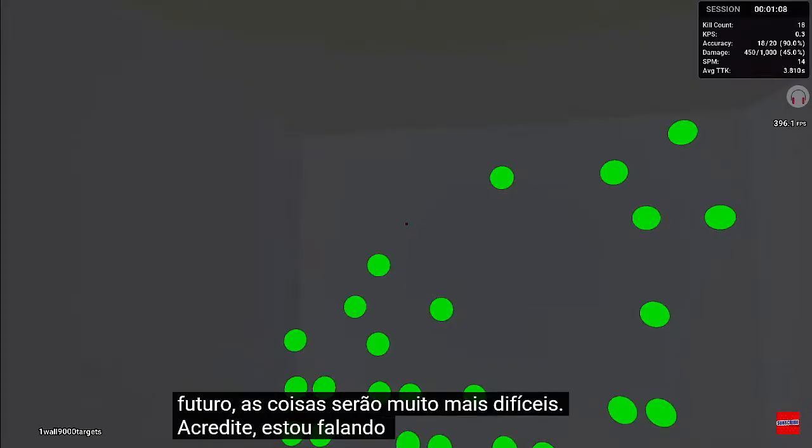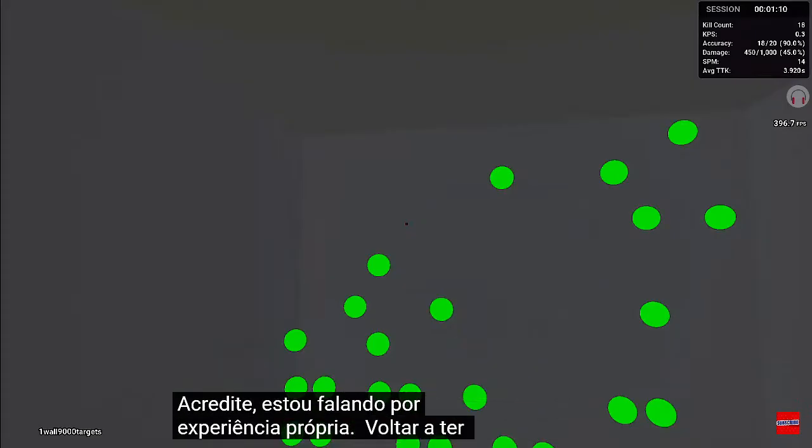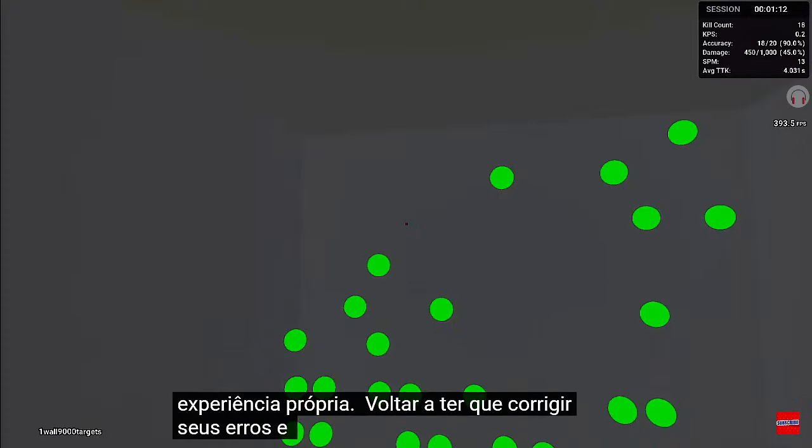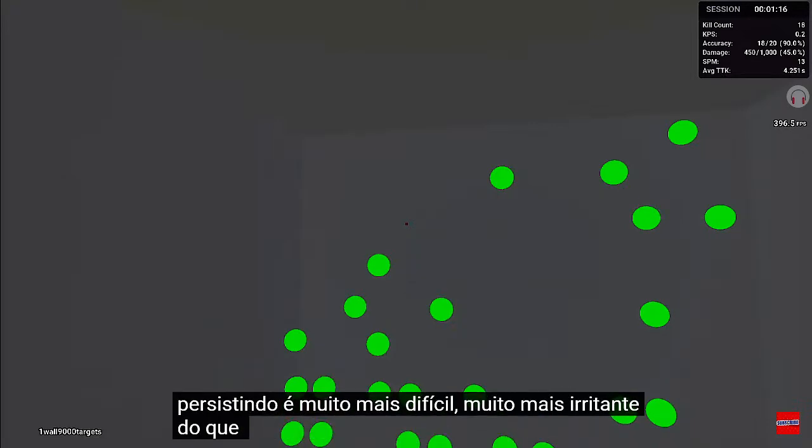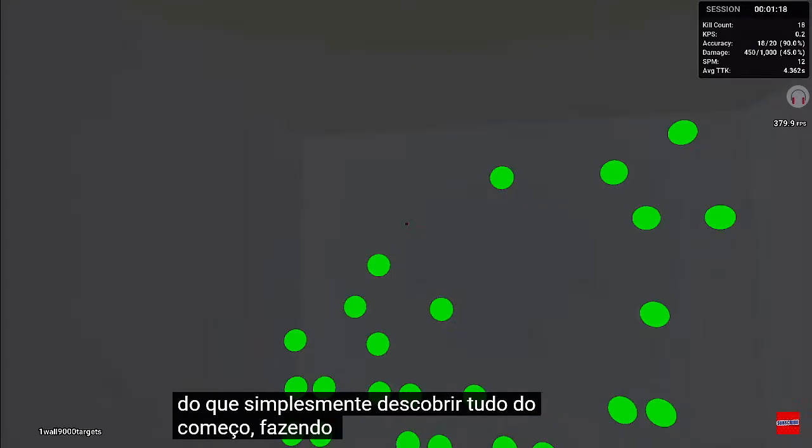Trust me, this is speaking from experience. Going back to fix your mistakes and then still having them linger is way harder, way more annoying than just figuring it out from the beginning, doing everything correct. You will learn 10 times faster. There's a time for improvement, there's a time for flashiness, there's a time for score, and there's a time to work on the basics, and that is right now. The faster you get through the basics and just get it done, the better.